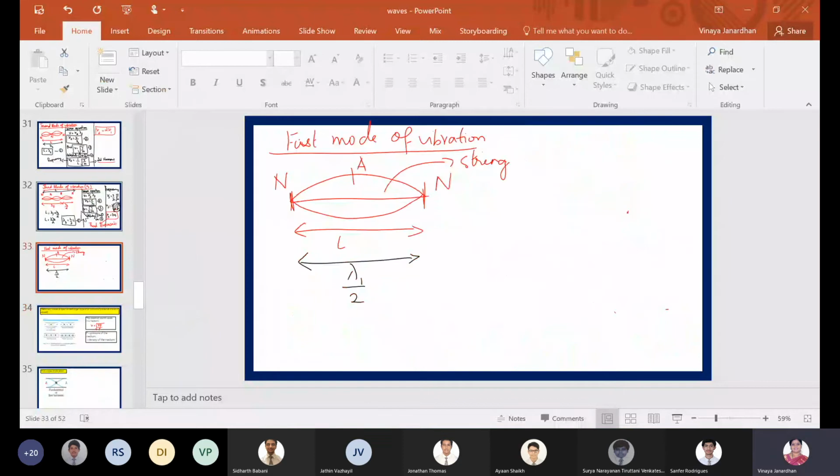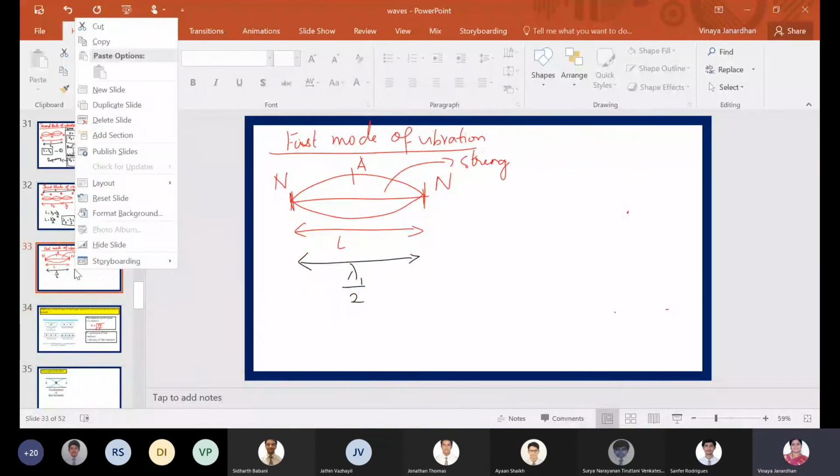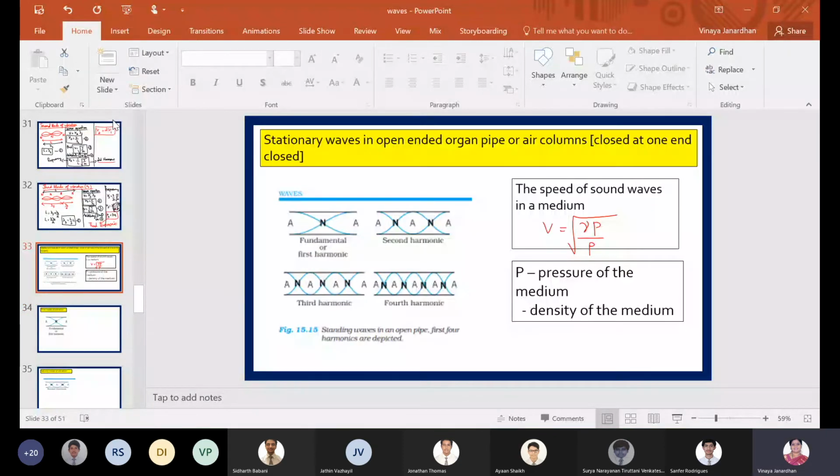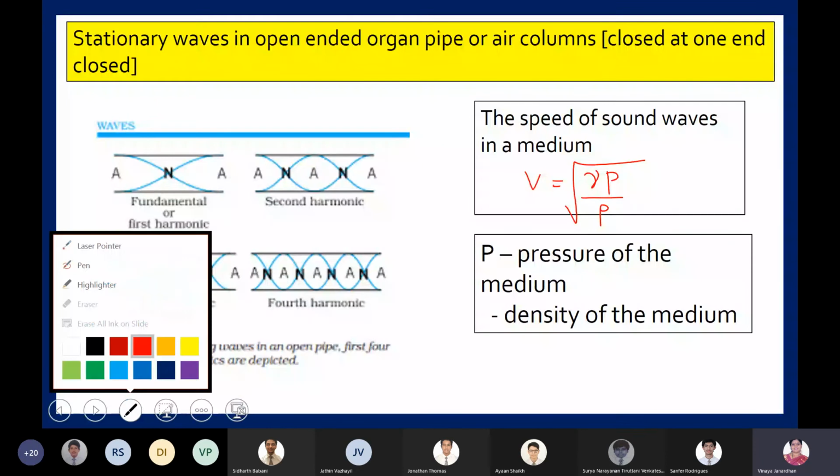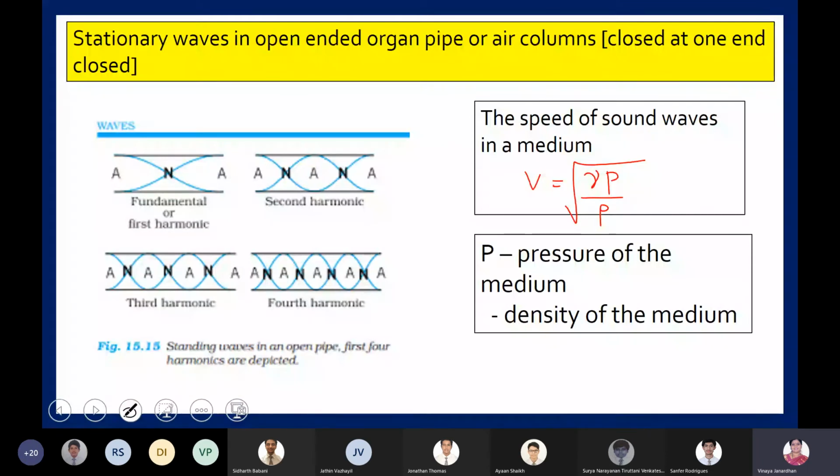Fine, boys. So next one, the first one was transverse wave in a stretched string. Next one, you will be producing stationary wave in open-ended pipe, organ pipe or air columns. That is closed at one end. Sorry, there is an error here.